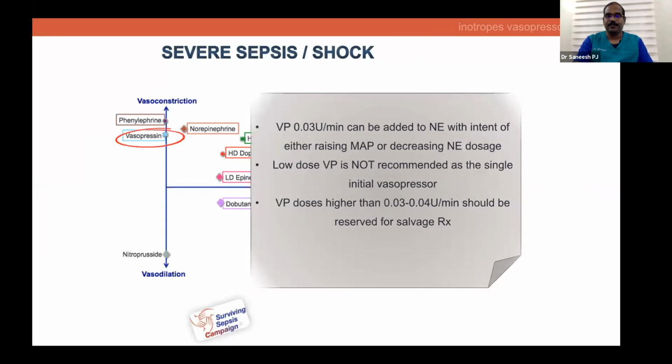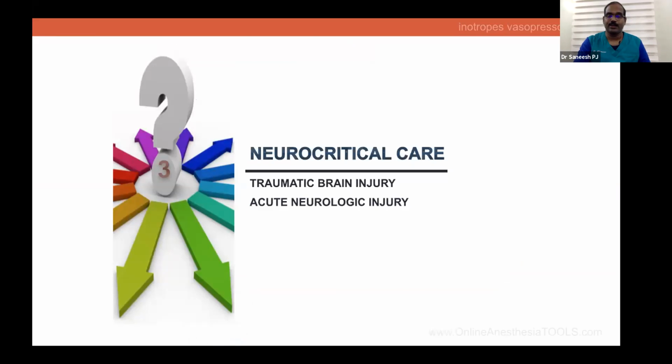Vasopressin. The dose is 0.01 to 0.03 units per minute. It is usually dispensed in 20 units per ml. We'll come to the dilution a little later. The third scenario is neurocritical care, when we handle traumatic brain injury or acute neurological injury.